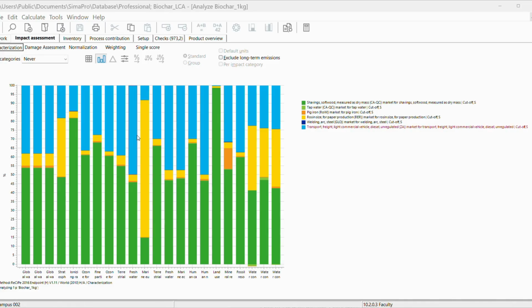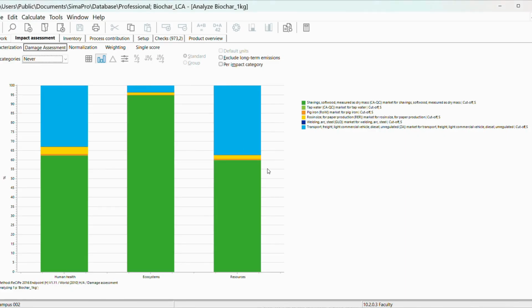Now let's explore another impact category, that is damage assessment. So what is it? In Endpoint ReCiPe, damage assessment means the final impact on areas that we care about. So that is Endpoint, that means the actual final damage caused by environmental impact. There are three main categories in damage assessment: the first one is human health, the second one is ecosystem, and the third one is resources.